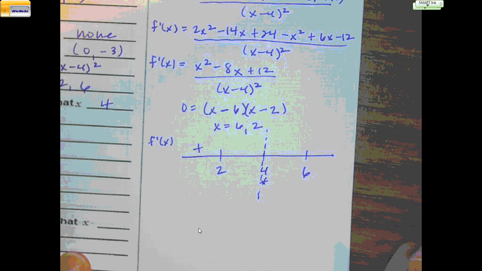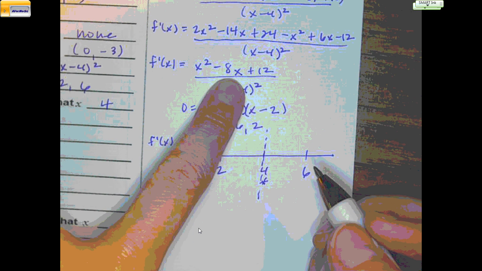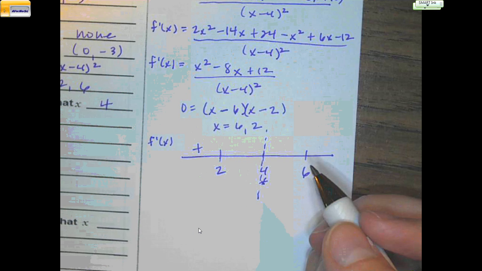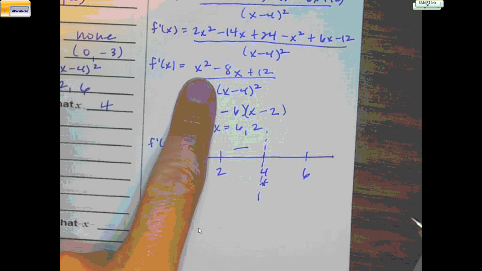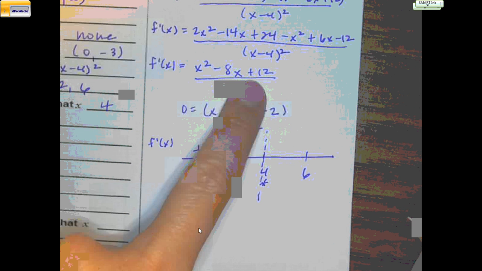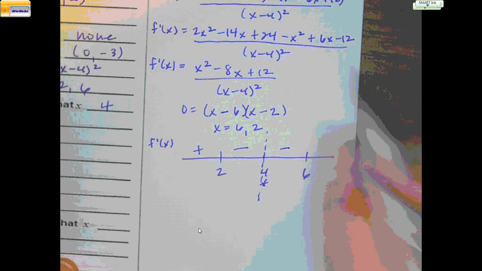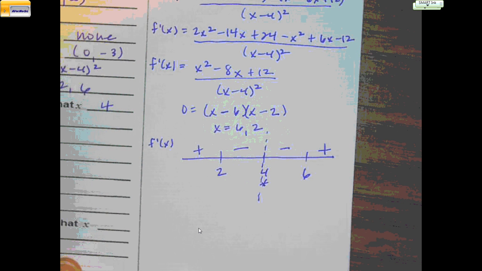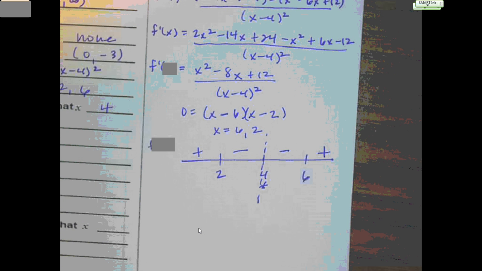If I plug in a 3, 3 squared is 9, minus 24 plus 12. Does that produce a positive or a negative? A negative over a positive. Good. If I put in a 5, it's going to be 25 minus 40 plus 12. That's still a negative divided by a positive. And if I put in a 7, it's going to be big, big, and we're good. Positive over positive. So there's your number line.